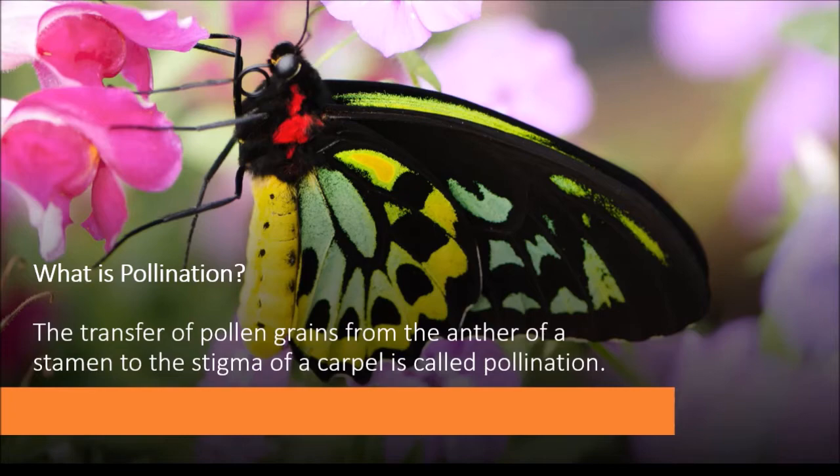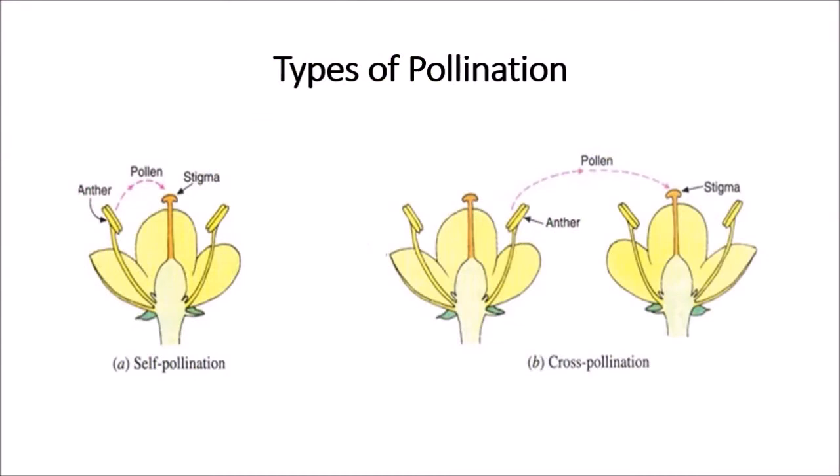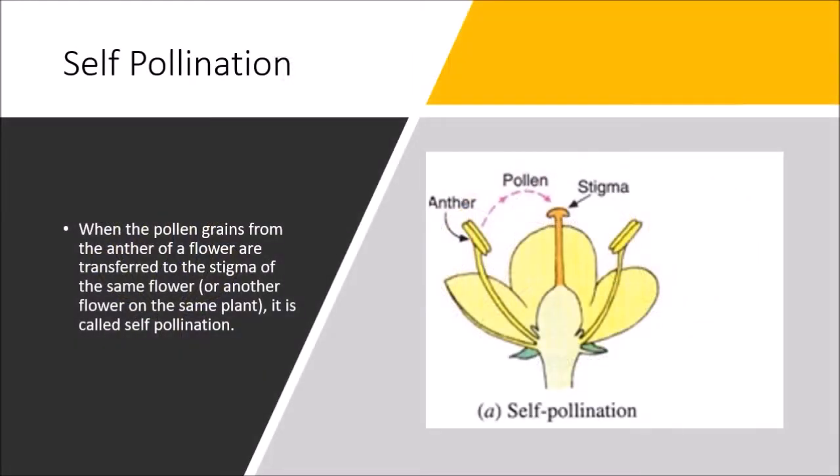Now, what are the various types of pollination? Pollination can occur in two ways, or you can say there are two types of pollination. First is self-pollination and the other one is cross-pollination. What is self-pollination? When the pollen grains from the anther of a flower are transferred to the stigma of the same flower, and at times another flower of the same plant, then this type of pollination is called self-pollination.